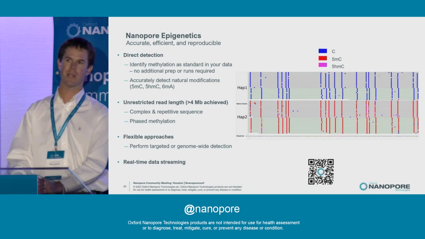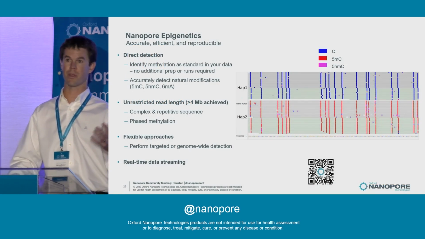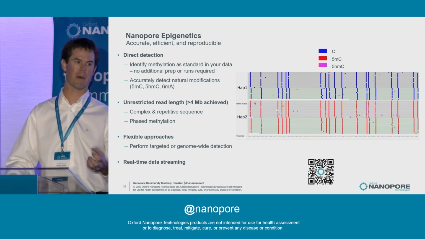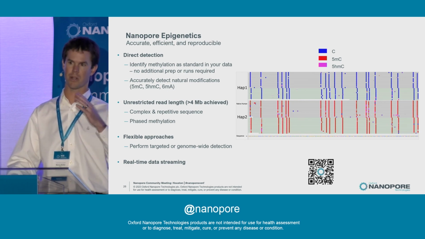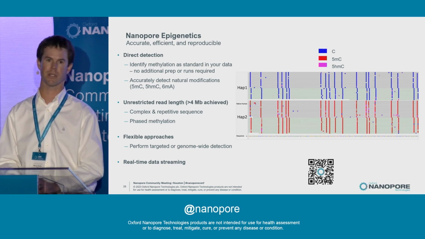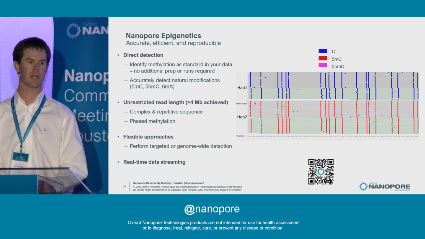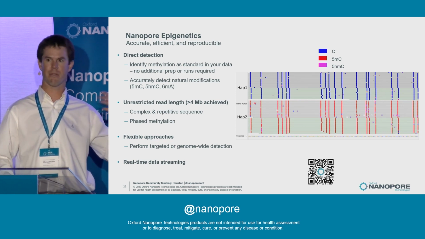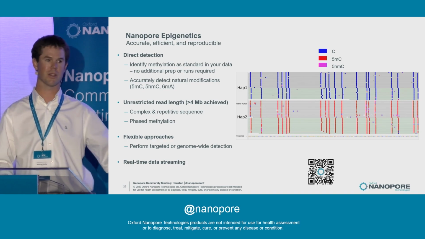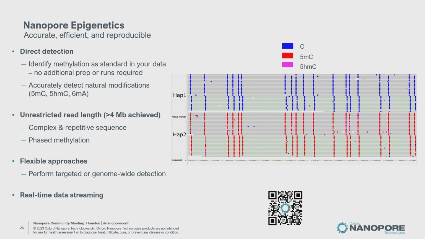All right, so modified bases in Nanopore comes for free with the technology, right? The signal has the modified bases in it. We just have to be able to pull them out. So there's no extra prep required, no extra runs. It's one run, your modified bases are in there, and we can now accurately detect natural modified bases, 5mC, 5hmC, and 6mA. Along with that, you get all the other advantages of Nanopore. Because there's no other prep, the reads aren't shorter, it's in the native data that you already have. You just need to pull it out. Everything that you get, real-time sequencing, everything else is there.